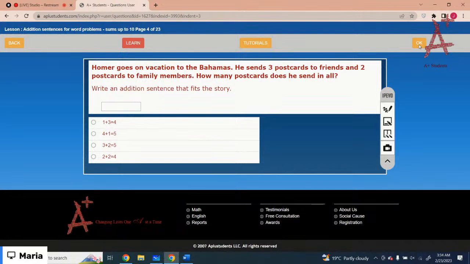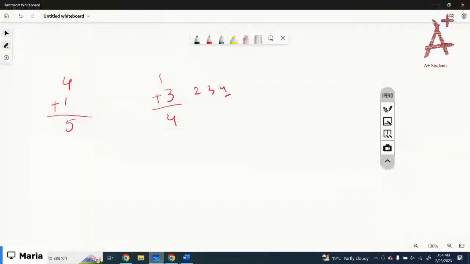So you have to do 3 plus 2. Got it? So start with 3 and add up to 2. 3, 4, 5. That means 3 plus 2 makes 5. Got it?